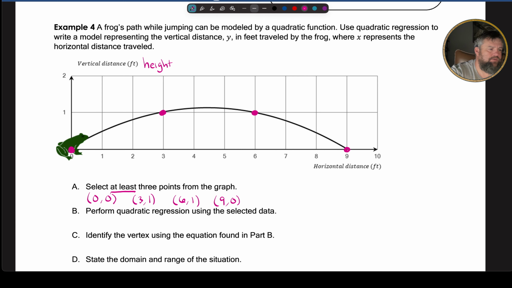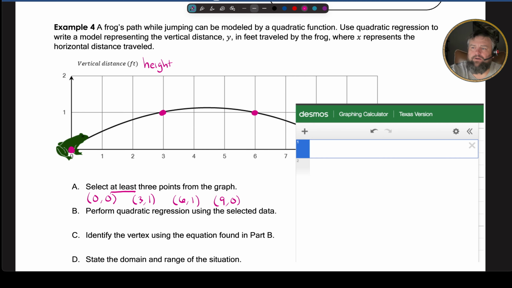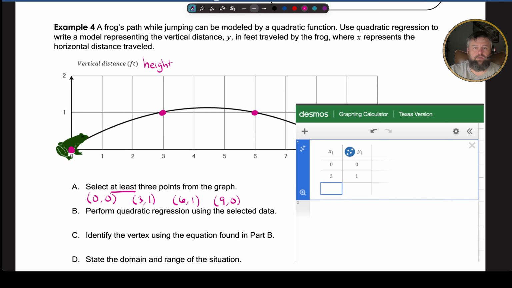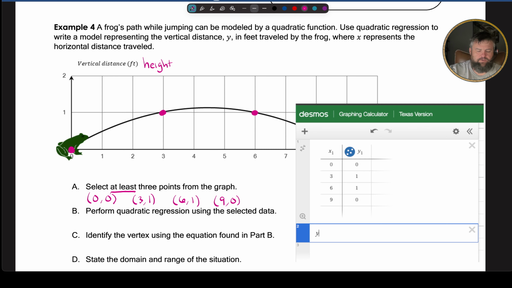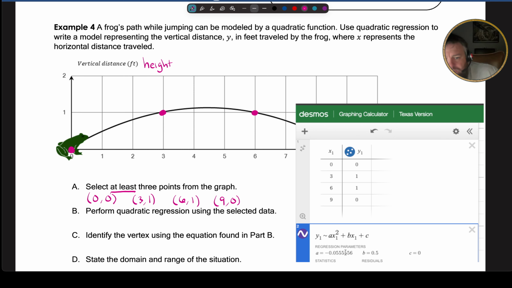Let's pop up Desmos. We're going to add our table. We're going to have 0, 0, 3, 1, 6, 1, 9, 0. Then I'm going to go to the next row. We're going to create a function, y1, and a relationship between y1 and x1. It's related to a x1 squared plus b x1 plus c.